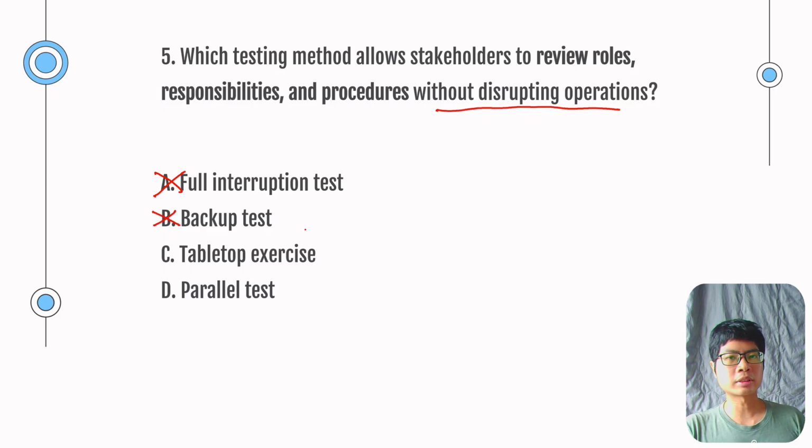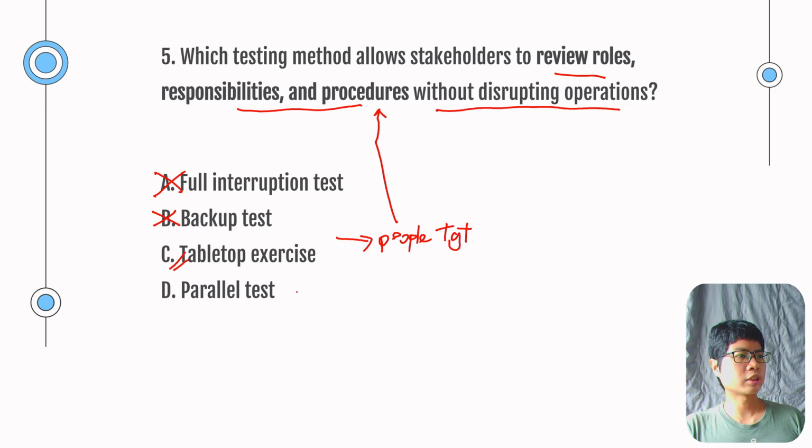When we look at the tabletop exercise, this is a very promising one, because for tabletop exercises, we just get the people together, and we run through what roles everybody has, what their responsibilities would be, and we just talk through it. And so this very much fulfills the requirements here, and it doesn't disrupt any operations at all. For our parallel test, we have the main system running, and we have the backup running at the same time. So we'll be running both at the same time, and there would be some disruptions to the operation since you have to spin up the backups and things like that. So for this question, we'll be looking at the answer of C.